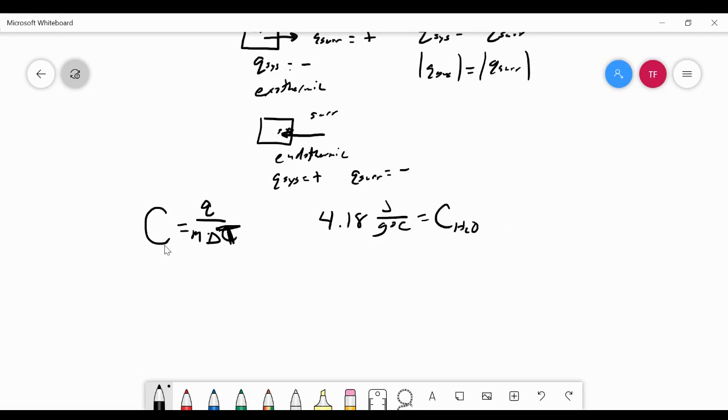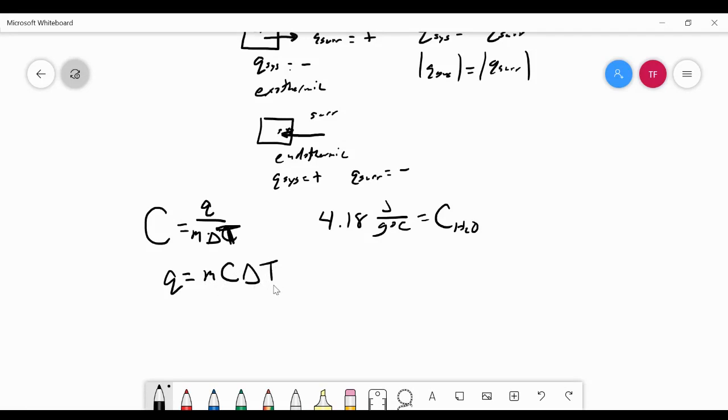So C is the specific heat capacity of the substance. We can rearrange this into an equation that is used quite often: Q equals mc delta T. And this equation is useful because if we know the mass of a substance we're heating up, we know the type of substance this is, we look up its specific heat capacity on a chart, like water's is 4.18, and we know how much temperature the substance changes.